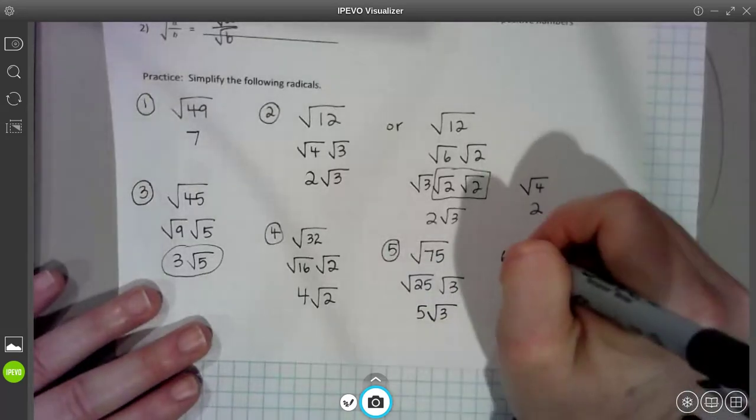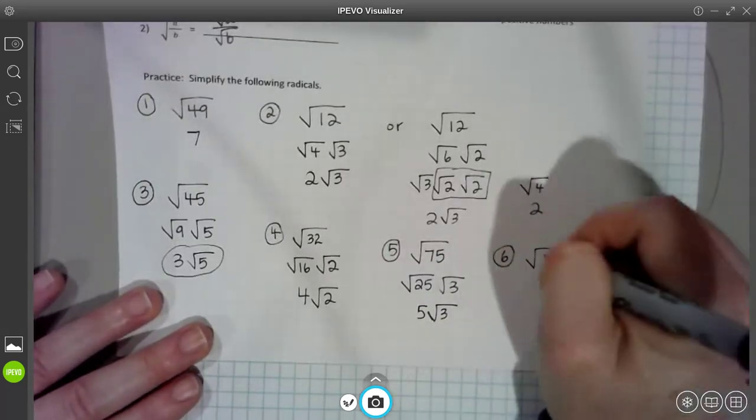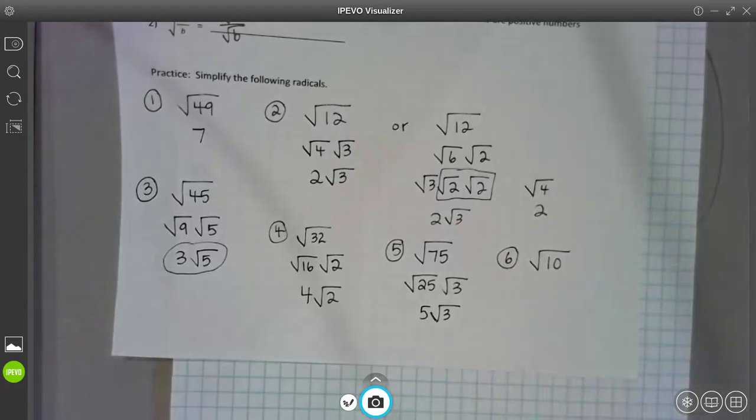Every now and again, they'll throw this at you. Simplify the square root of 10. So again, a lot of people look at 10 like, oh yeah, 5, half of 10. But remember, that's not what a square root is doing. A square root is asking what number can you square to get 10? Like 2 times 2, or 3 times 3, or 4 times 4, or 5 times 5. Nothing squared gets me 10. So 10 is not a perfect square.